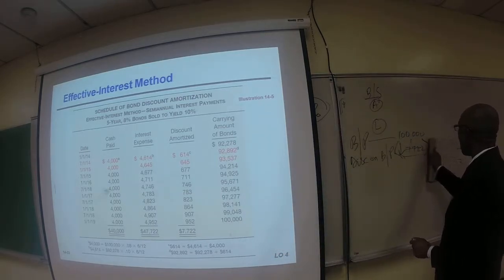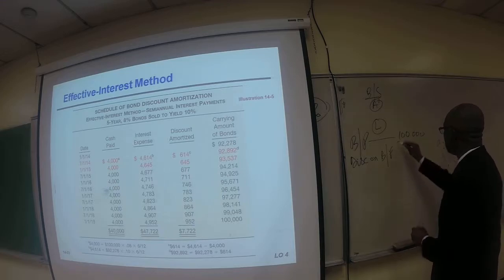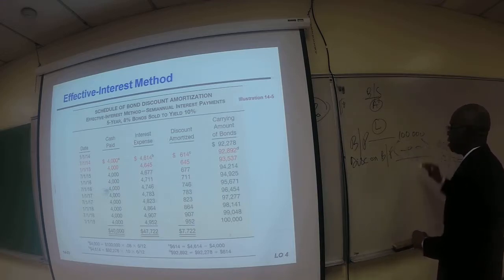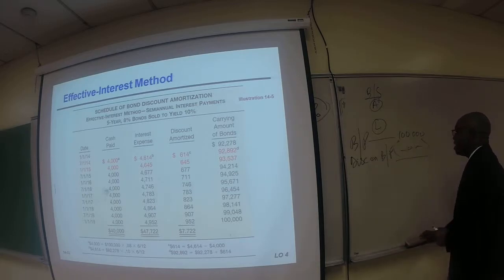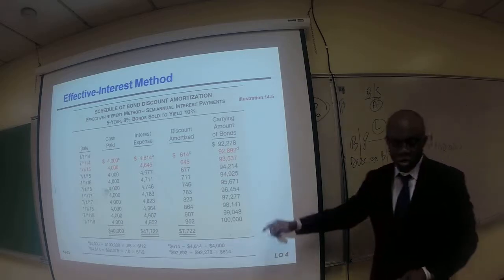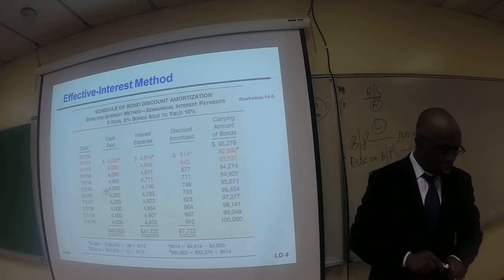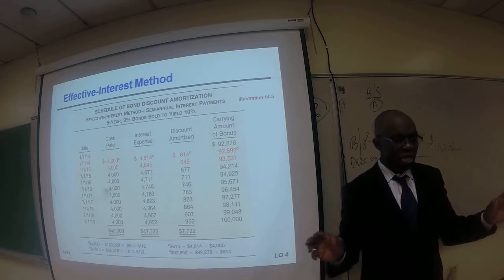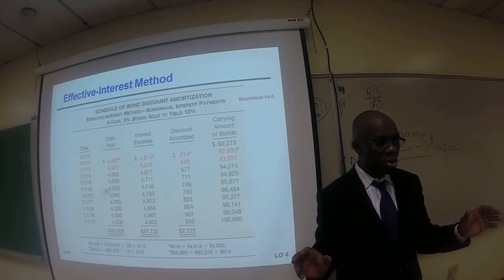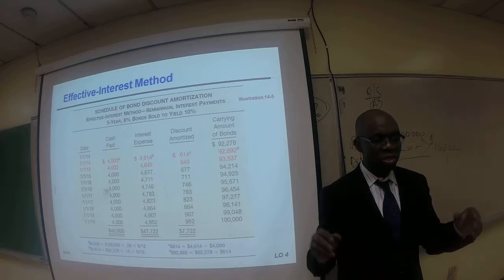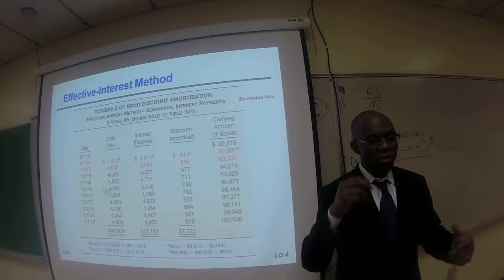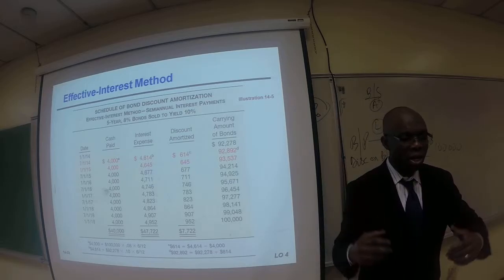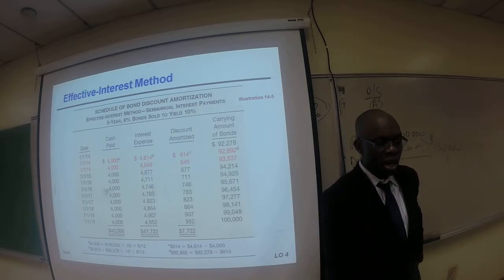Then, in the last interest period, discount on bonds payable becomes 0. Then the carrying value of the bond is 100,000. It's time for us to cut a check for the investor. So again, it is very important that you are comfortable with this schedule of bond discount amortization and the schedule of premium amortization as well.